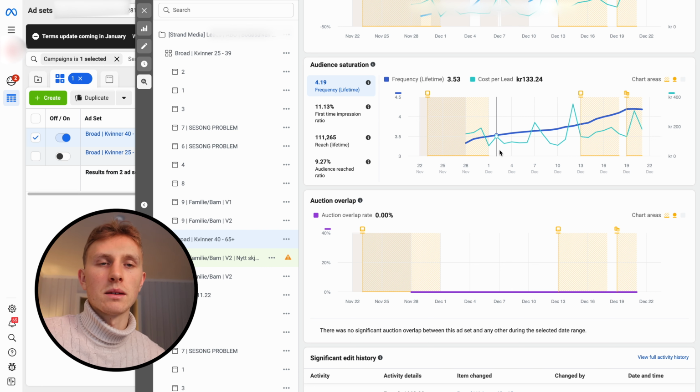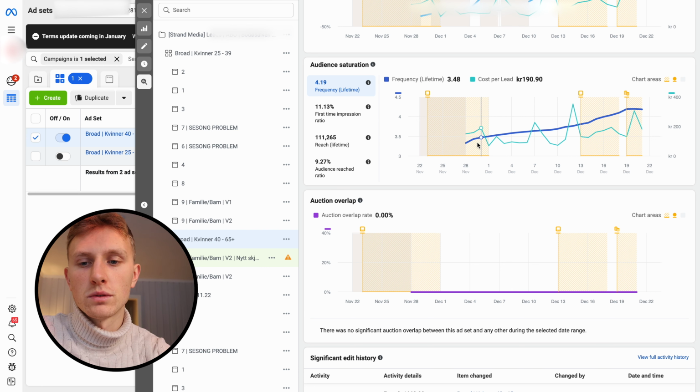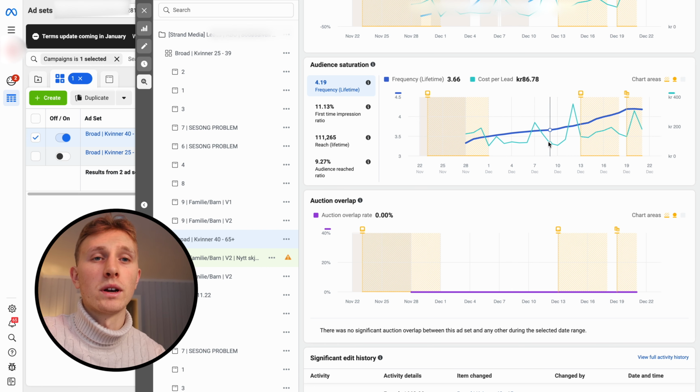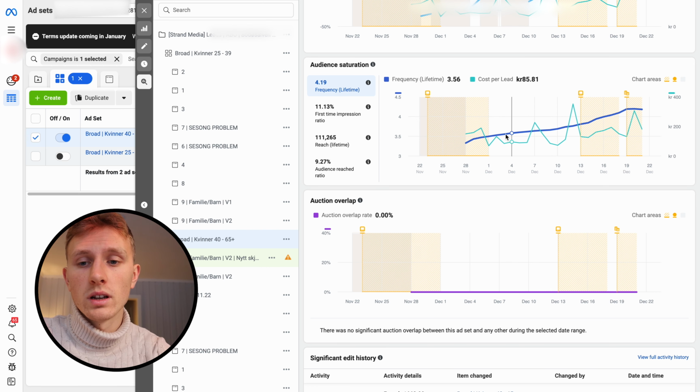So as you can see for this campaign, the frequency is increasing, and by the way, the frequency just means the average amount of times that people in your audience are seeing your ad or ads. As you can see, there is a correlation between the increase in the frequency and the increase in cost per result. So that's what you want to look for as well.